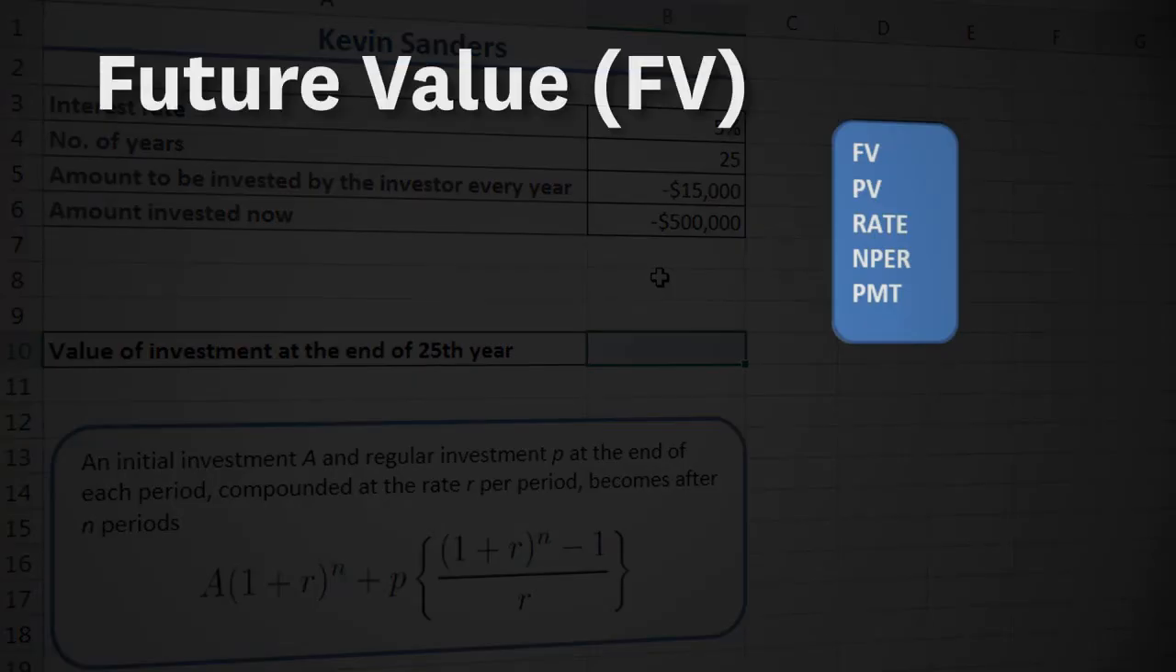First of all, future value. That's exactly what we're going to be calculating here. Future value refers to how much an investment will be worth in the future. It can also relate to the residual value alone, but we'll look at that in the next video.